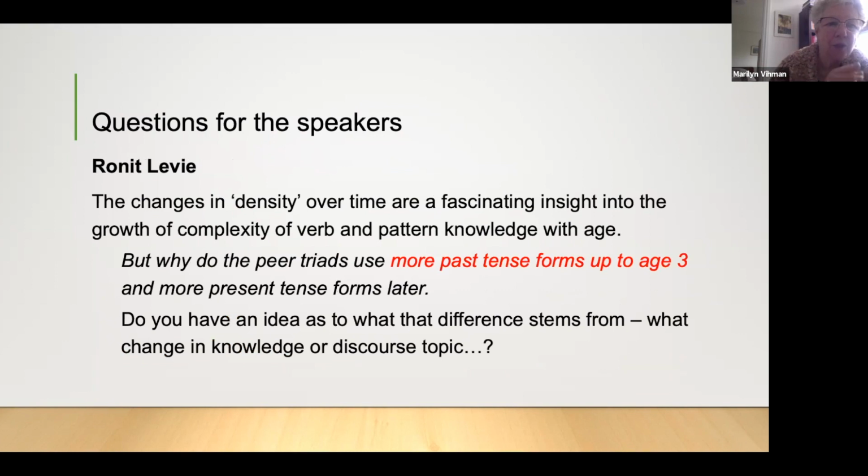And my last question is for Ronit Levy. So she gives a really fascinating insight into the changes in density that I was talking about over time as the growth of complexity and pattern knowledge changes as the children get older. But one of the findings she has is that the children tend to use past tense forms the most, up to about age 3, and then they use more present tense forms. And I'm wondering, why is that? Why are the past tense used more? Is it something to do with their phonology, perhaps, or is it about the kind of discourse topic? I don't know what the reason might be.